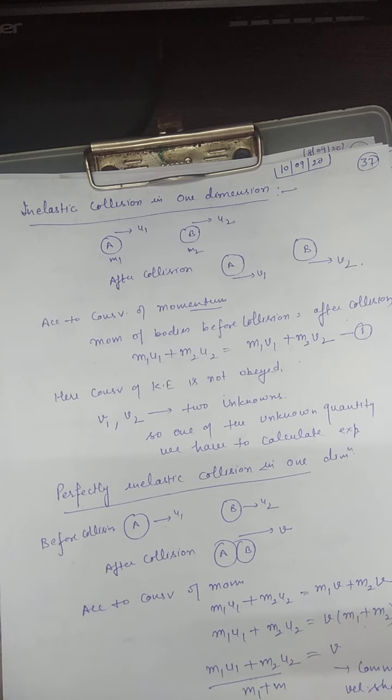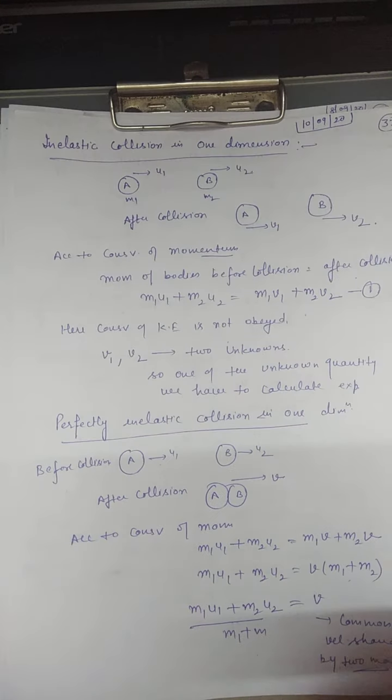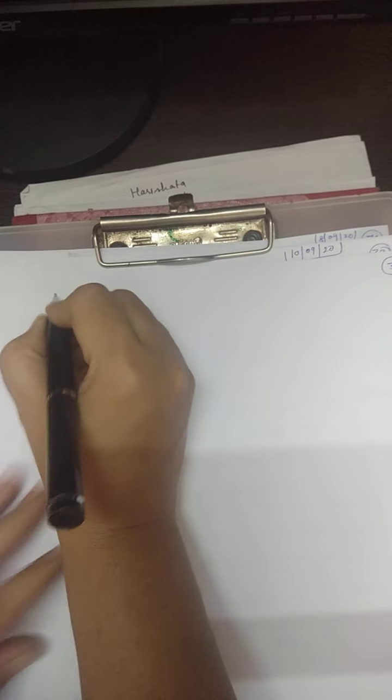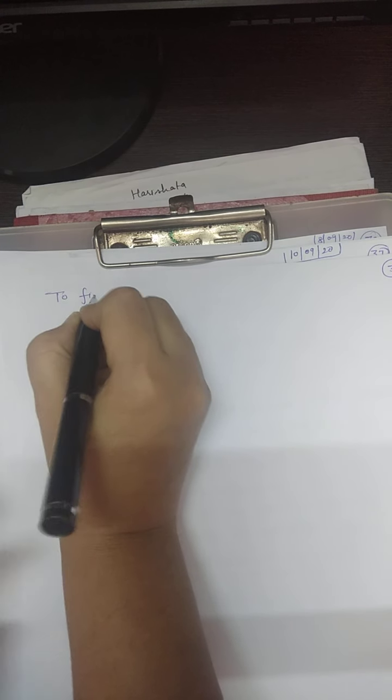Now here we have to find the loss of kinetic energy. In this perfectly inelastic collision, what will you calculate? Loss of kinetic energy. You can mark this as equation number 1. So now next is to find the loss in kinetic energy.